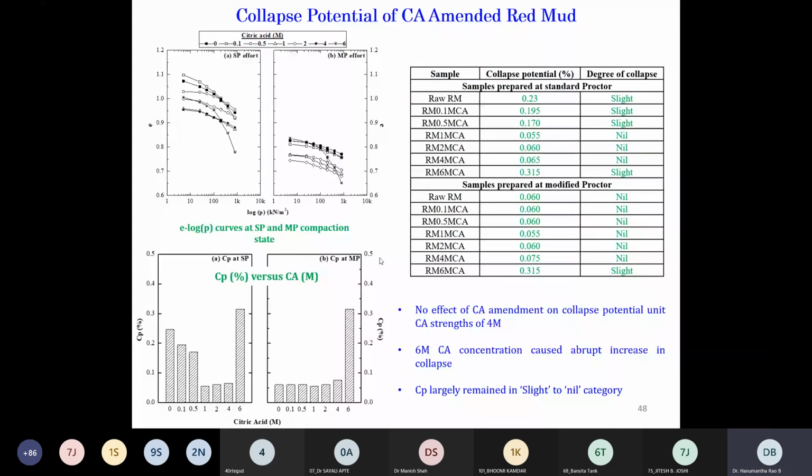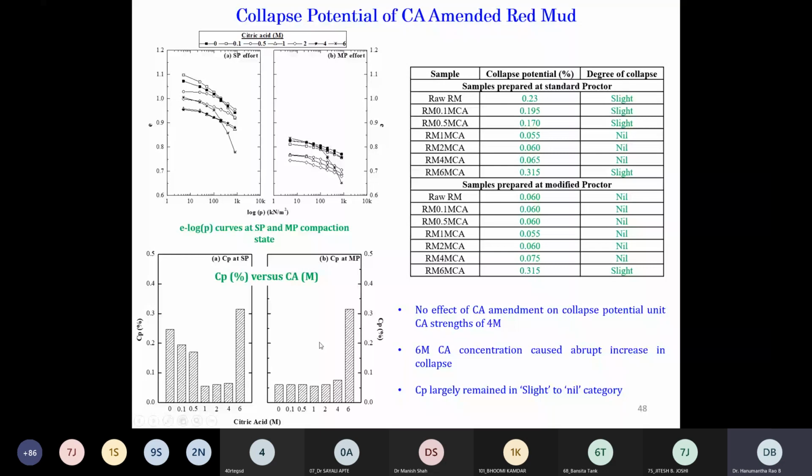These are the collapse potential results, as I told. Since the red mud exhibits dispersion behavior, the collapse potential behavior also cannot simply be disregarded. It is our duty to ascertain that there is no collapse potential in the treated soil. For that reason, we conducted collapse potential tests along with the dispersion test, and we found that with the addition of citric acid, there was a drastic reduction in the collapse potential. That is well and good.